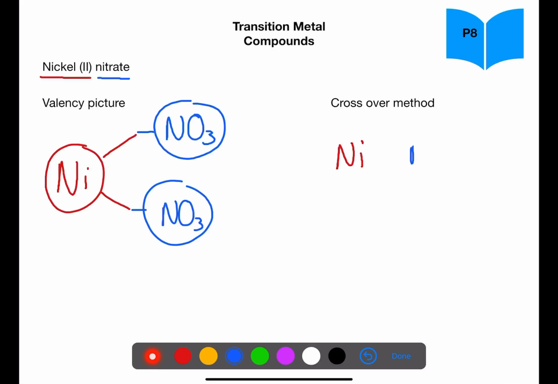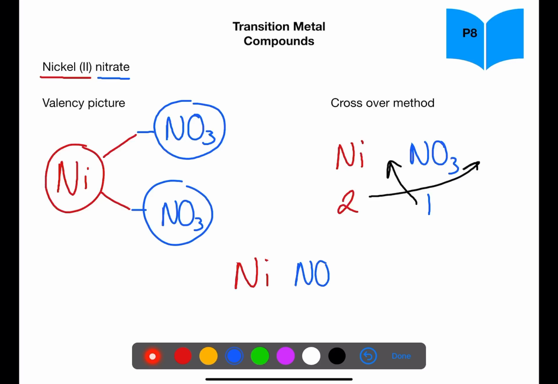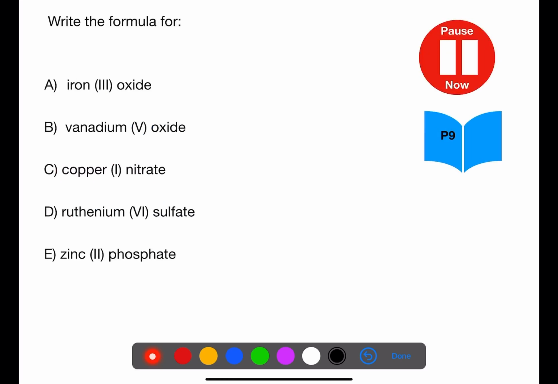For the crossover method, we write out the symbols Ni and NO3. Underneath, we put in the valencies, 2 and 1, and cross them over. When we write out the formula, we need to include brackets around the NO3 to keep the numbers separate. So we have Ni(NO3)2. Pause the video now and write the formulae for these transition metal compounds.